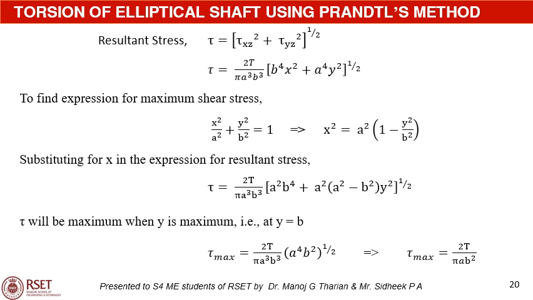From the above expression, we can see that tau will be maximum when y is maximum, that is at y equal to b. Thus, the maximum shear stress tau max is equal to 2T divided by pi a cube b cube into square root of a raised to 4 b square. That is, maximum shear stress tau max is equal to 2T divided by pi a b square. Here, the expressions for the shear stress and the maximum shear stress we have derived, we can see that it is the same as the one we have derived for the elliptical shaft using Saint-Venant's method.